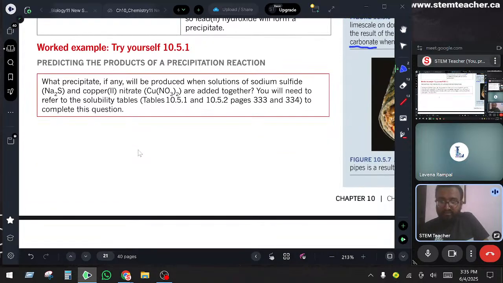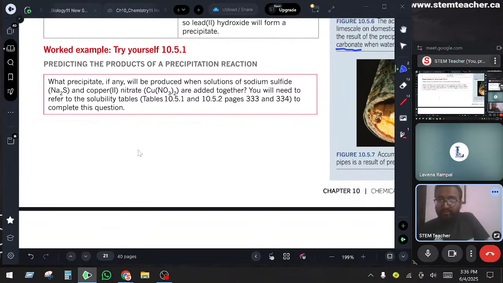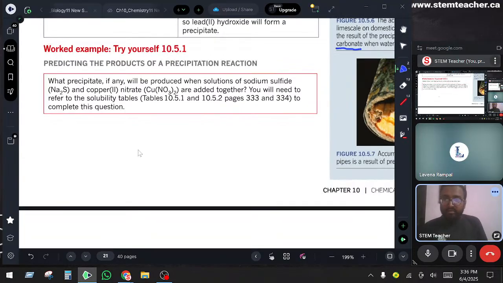And next, if you go with another example: what precipitation, if any, will be produced when solutions of sodium sulfide Na2S plus copper nitrate Cu(NO3)2 are added together? You need to refer to the solubility table.